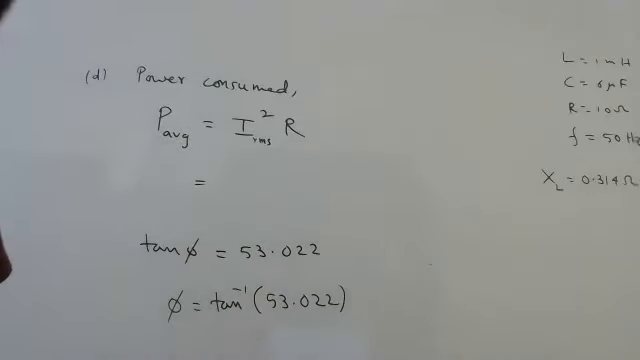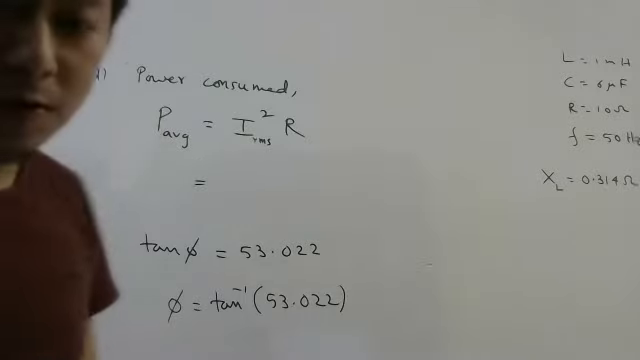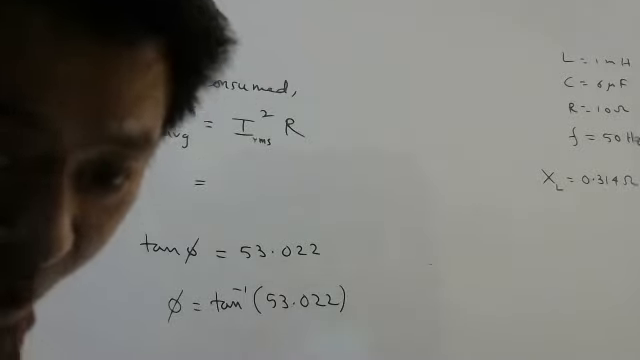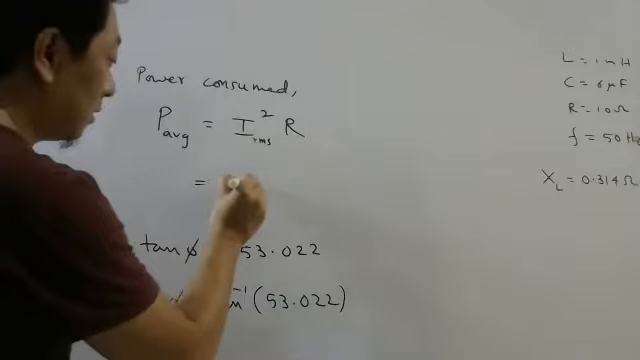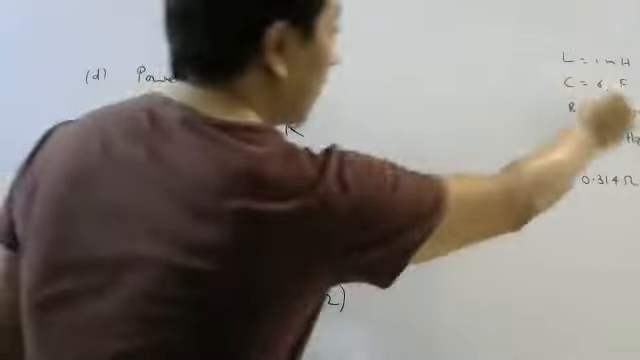So you already know what IRMS is. What was the current? We will check how much power is consumed. The current was 0.415. Square it, and R is 10.